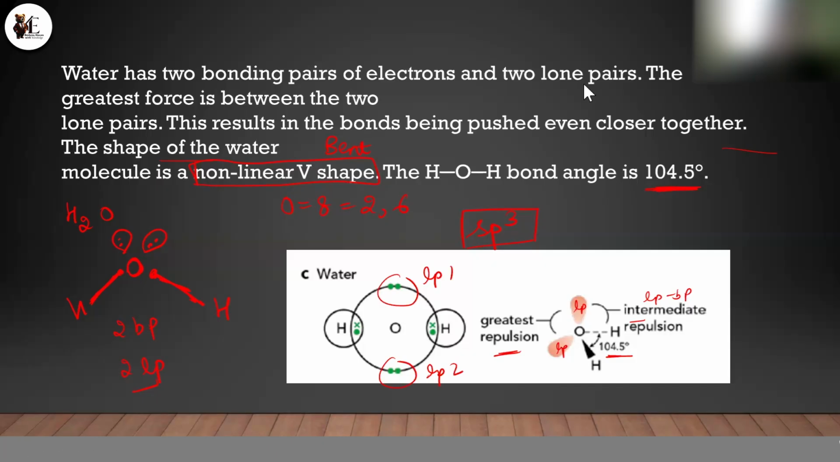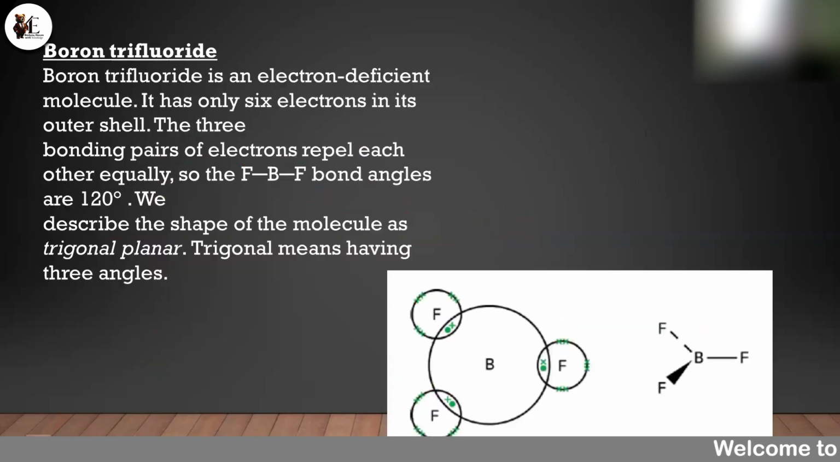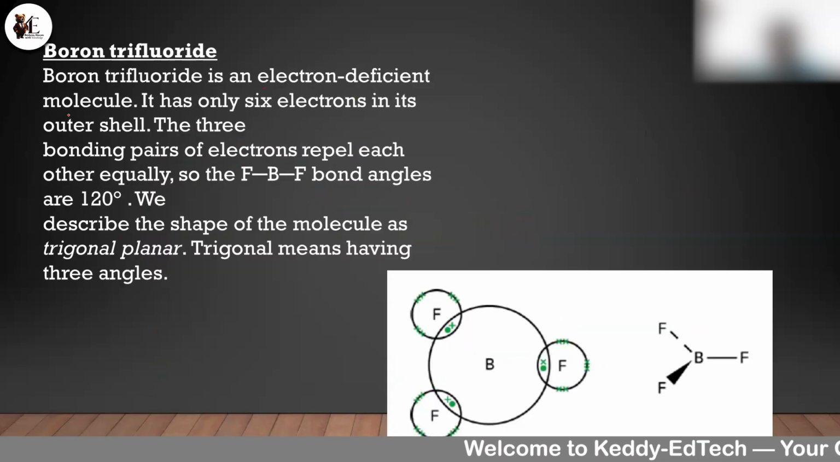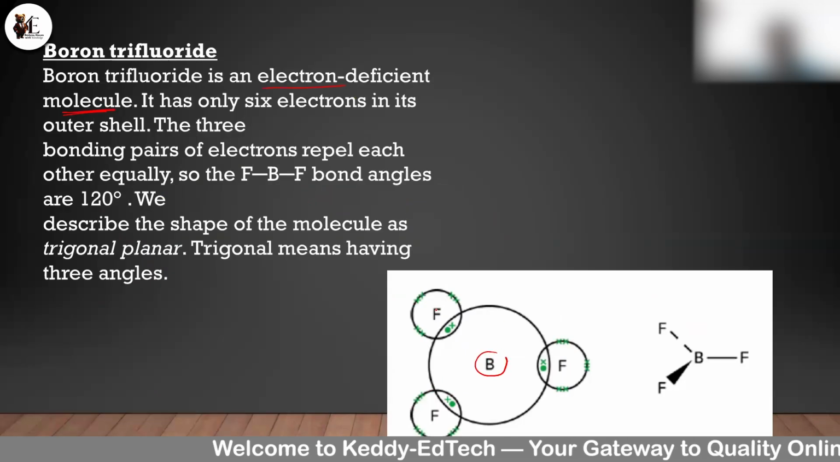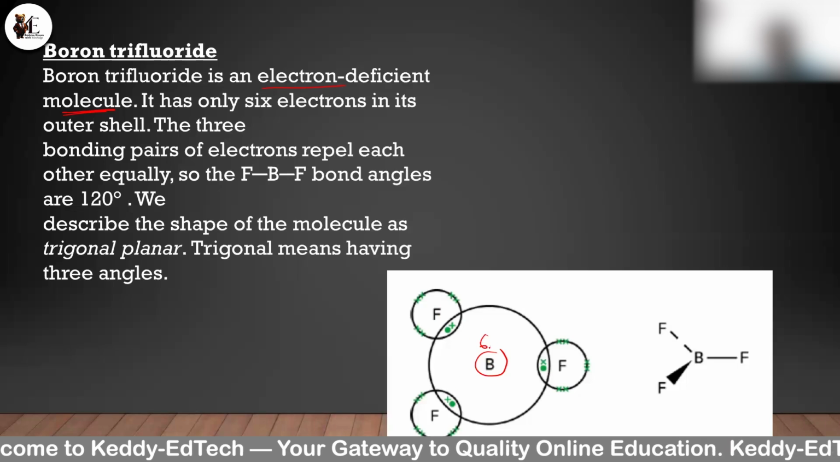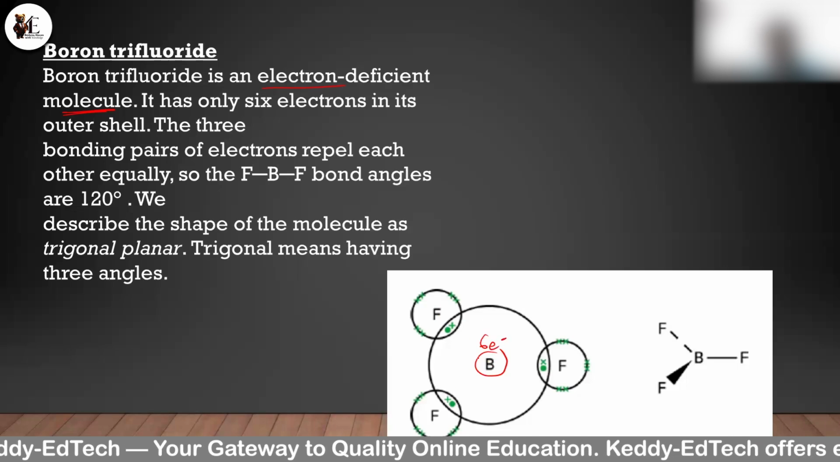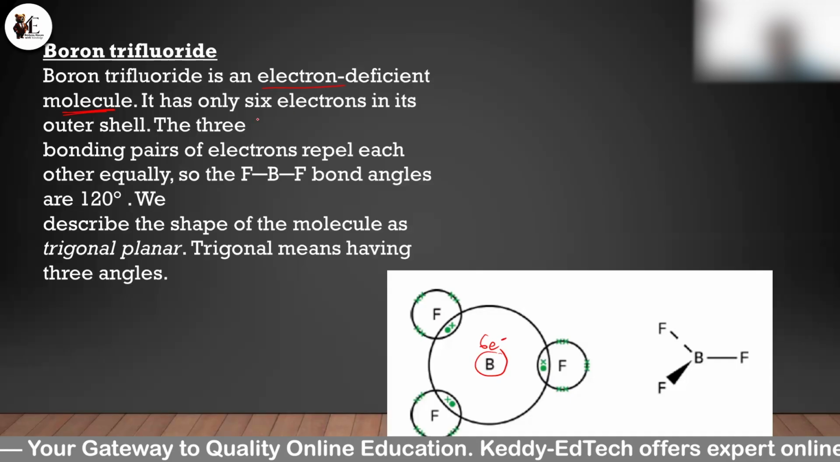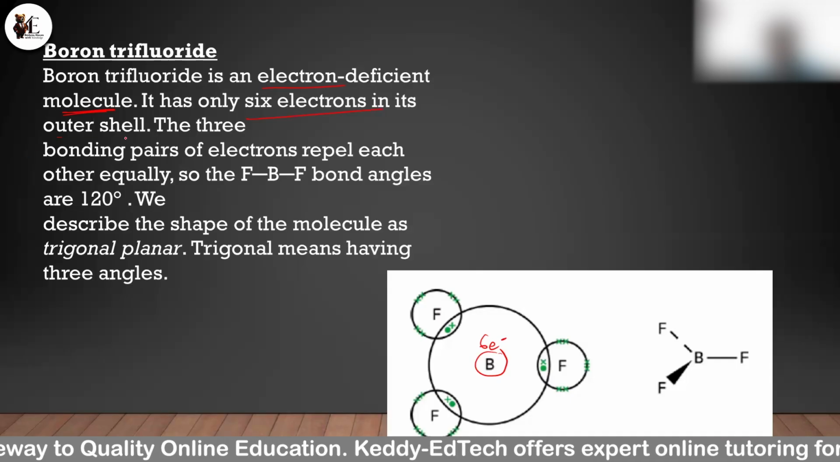Yes. Write it down. This is your boron trifluoride, BF3. It is an electron deficient molecule, so draw its electron dot structure. We'll find out that boron, after sharing one electron from all these three fluorines, still has only 6 electrons in the outermost shell, not 8 electrons. So it is electron deficient. It has only 6 electrons in its outer shell.